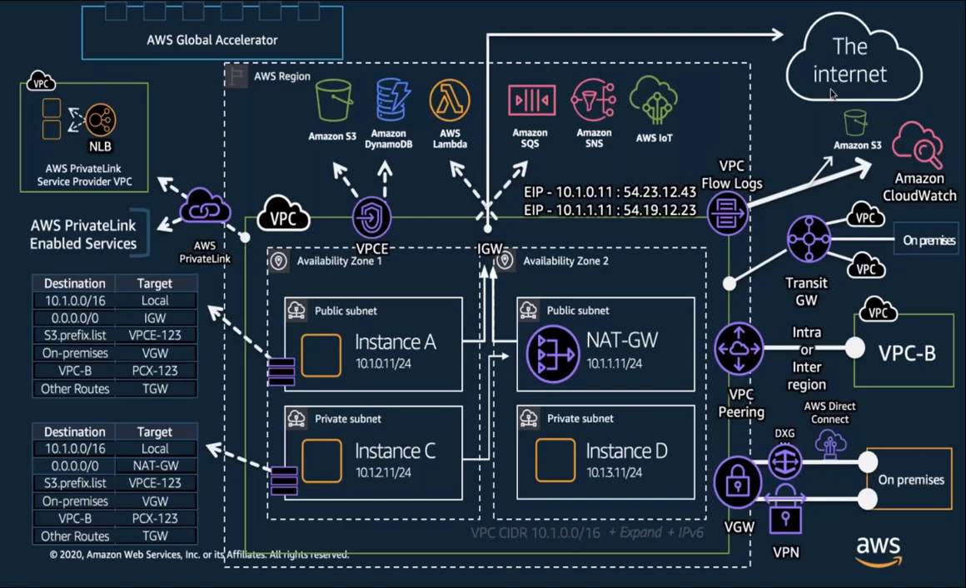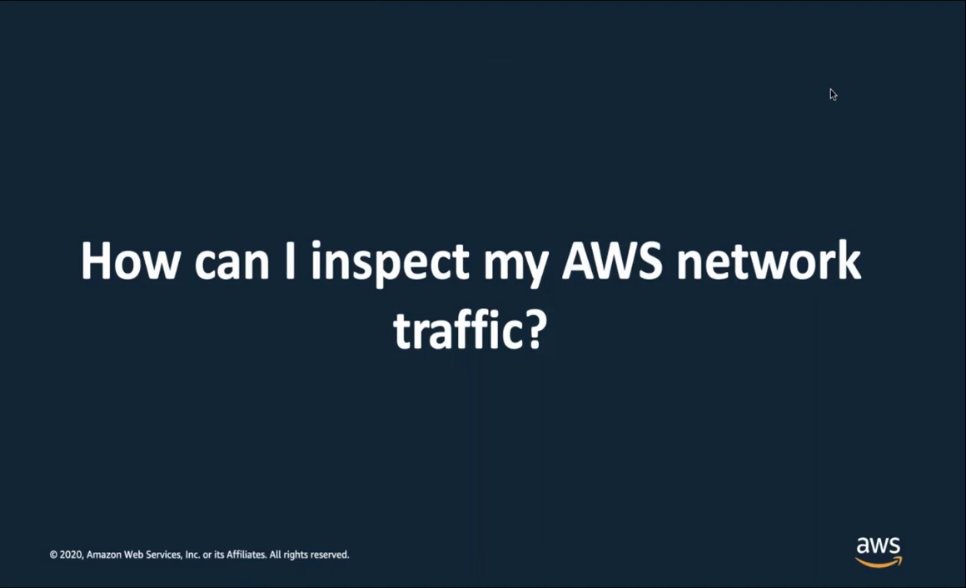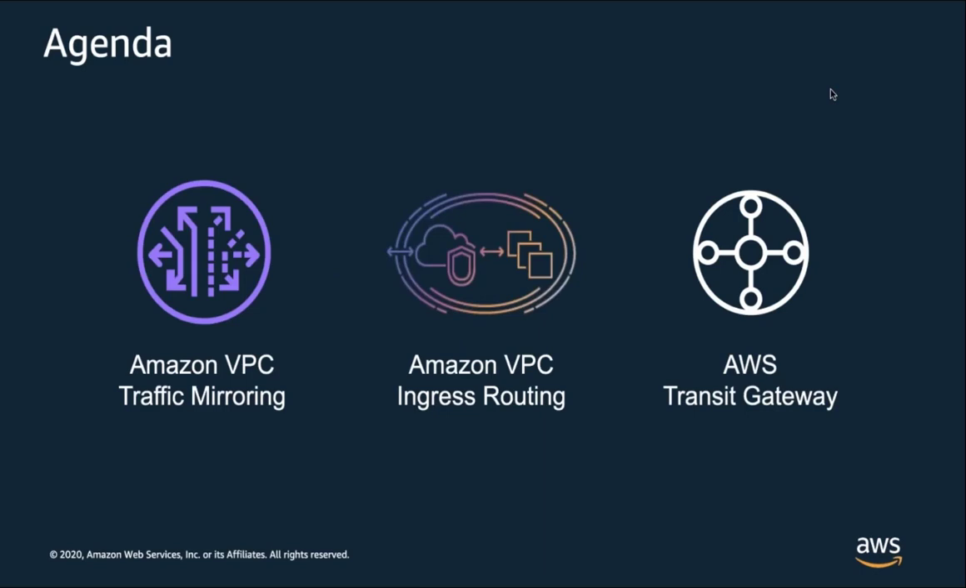So today we're going to try to figure out the best way for you to start inspecting what's actually happening on your network. And we split the session into 3 sections. I'll start off by talking about Amazon VPC traffic mirroring. This is our out-of-band traffic inspection. Then Akshay is going to talk about Amazon VPC Ingress Routing. And then finally, I'll go back to covering how you can centralize inspection from multiple VPCs using the Transit Gateway.